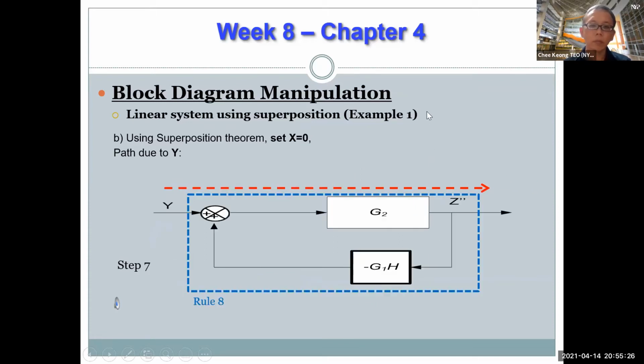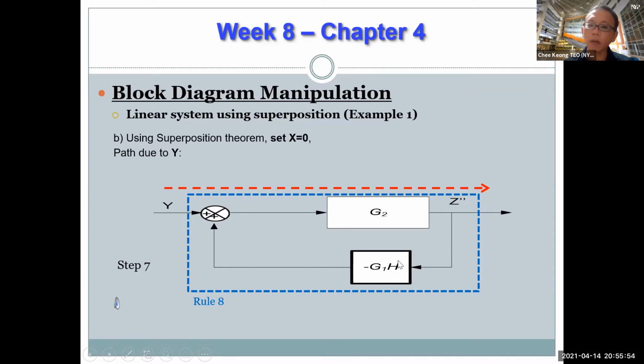In step 7, we combine G1 and negative h by multiplying them together. Step 7 also looks like a positive feedback, using rule 8. So basically, if you combine the feedback factor minus h and G1, you can combine them by multiplying together, of course, including the negative sign. So now your forward path is G2, but your feedback path is minus G1h, right?